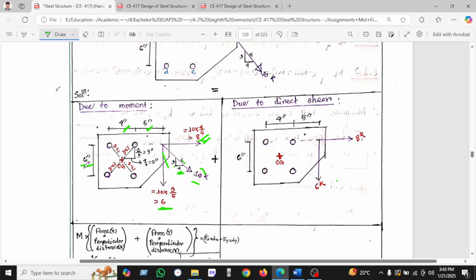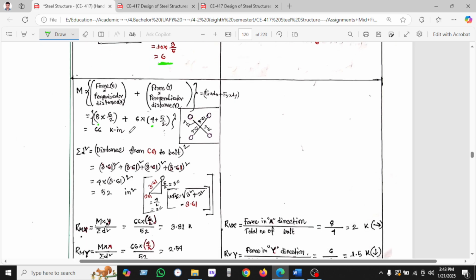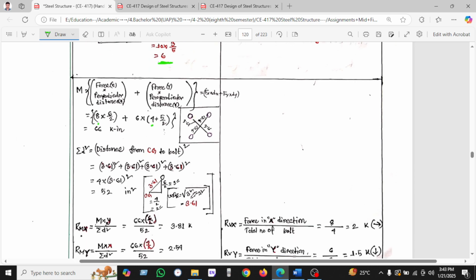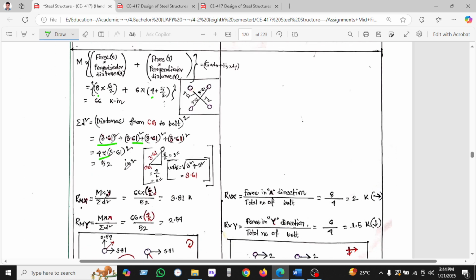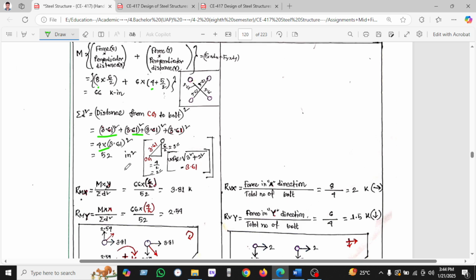Yes, this is the 6. So the half of 6 will be 3, and the half of 4 will be 2. So in this way we have found the 3 and 2, and square rooting here, found 3.61. So we are putting this value and multiplying it by 4, as the 4 bolts are calculated here.